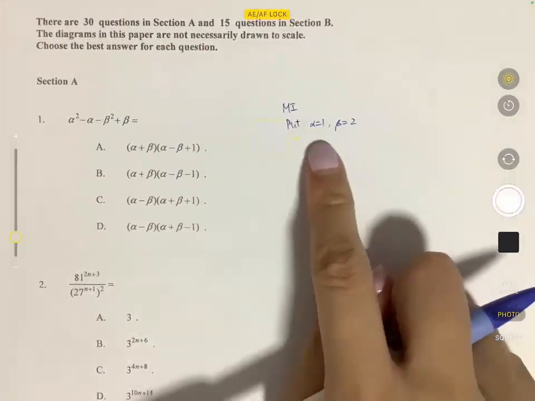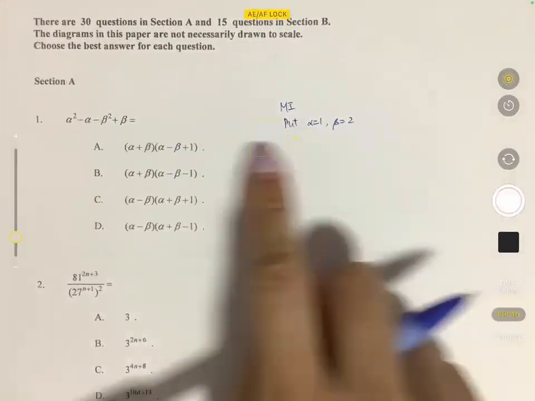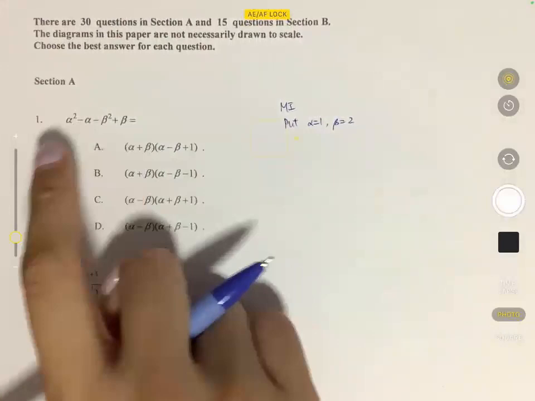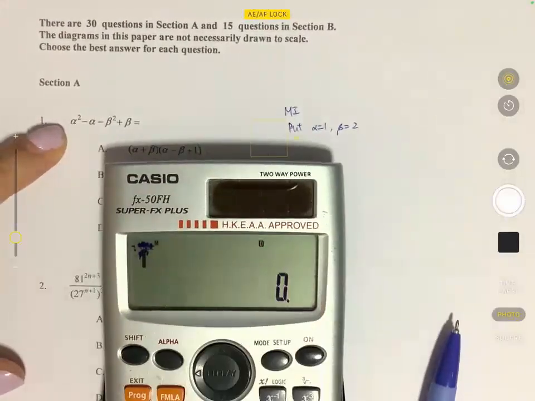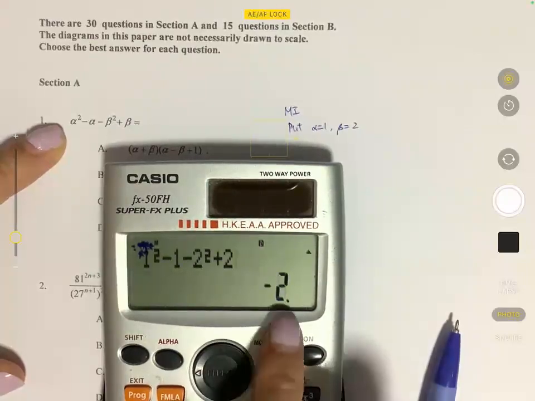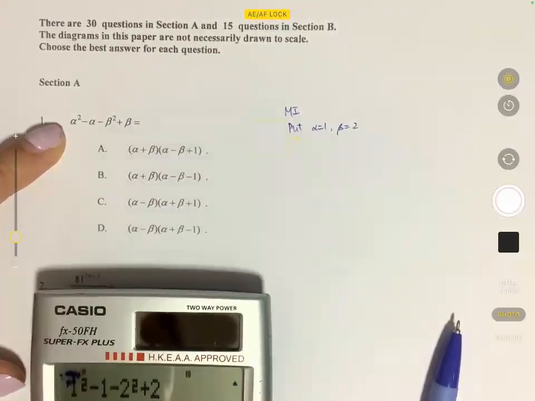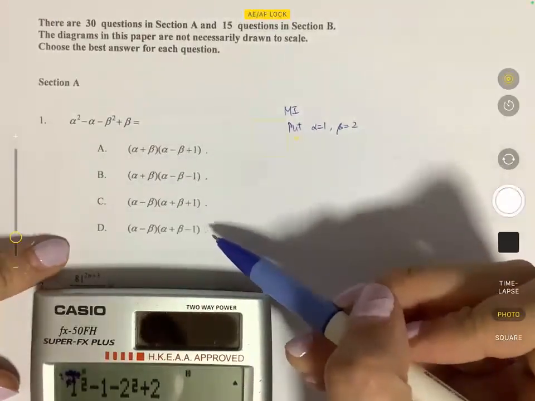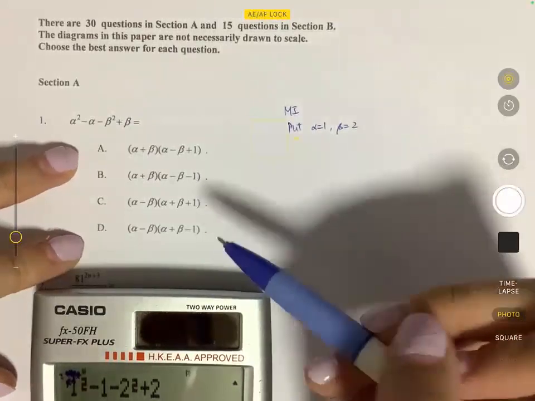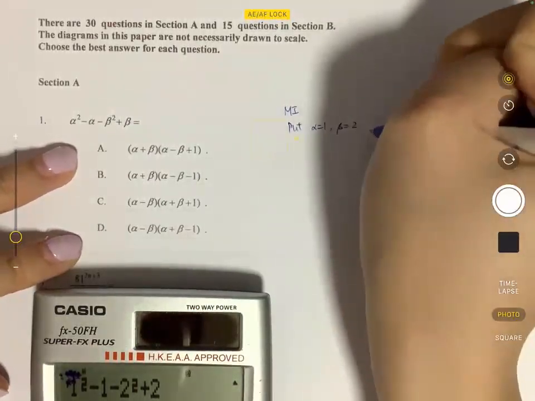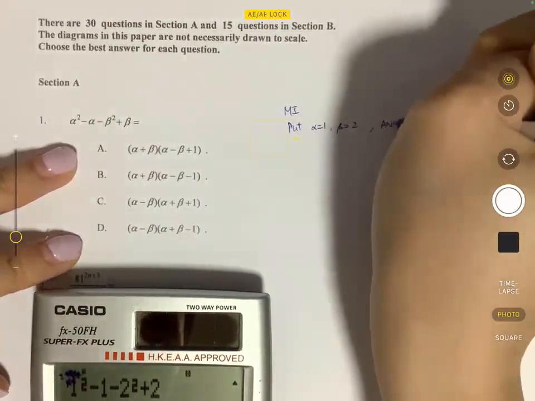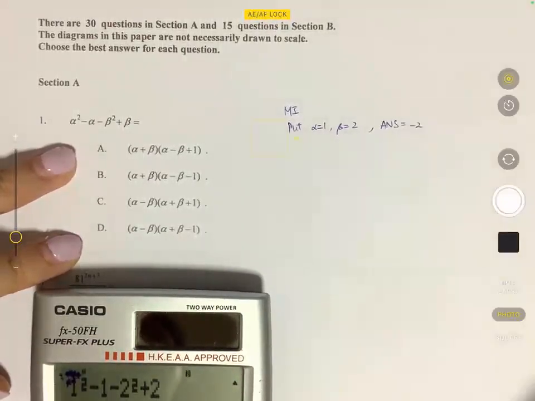After we put alpha is 1 and beta is 2, we plug in to get a number here. Using a calculator, we have 1 squared minus 1, and then minus 2 squared plus 2. From the calculator, we got the answer is -2. After that, we check A, B, C, D to see which one is -2 again. That will be the answer.